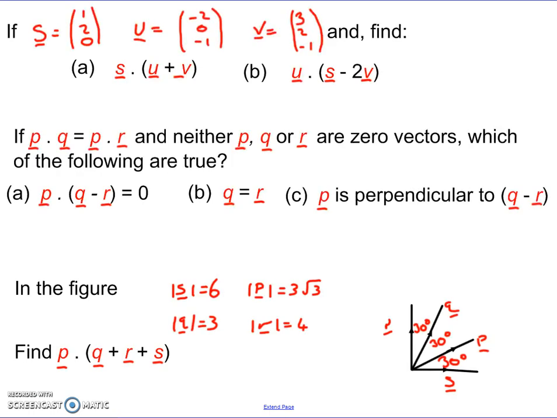First one, I've given you 3 vectors and I want you to find s dot bracket u plus v and u dot bracket s minus 2v, so using those sorts of properties there.